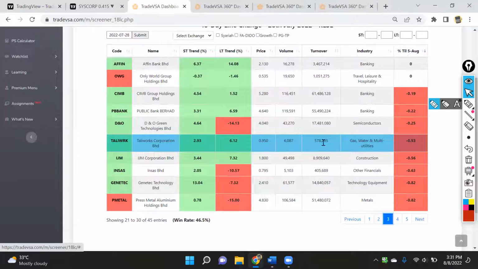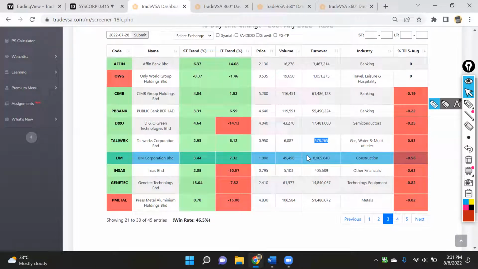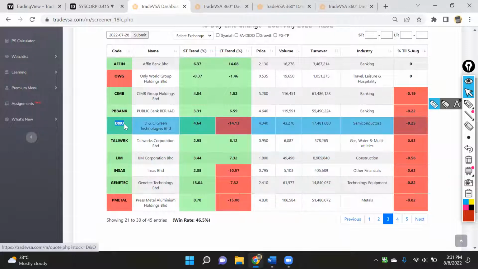Tally work, but tally work volume is a bit low. If you notice, the turnover is just 500K. We prefer to have some good volume. I think DNO kind of fulfills the criteria. We got a very nice volume with turnover.